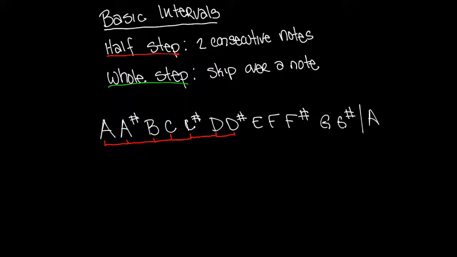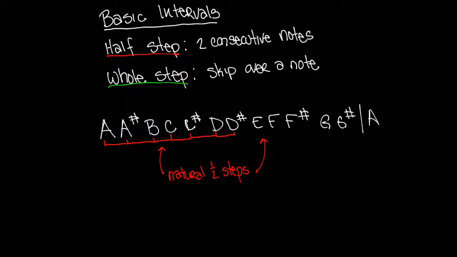It's important to note here that B to C, we've talked about this before, is considered a natural half step, and the same thing goes for E to F. These are both called natural half steps because they naturally occur in the chromatic scale.